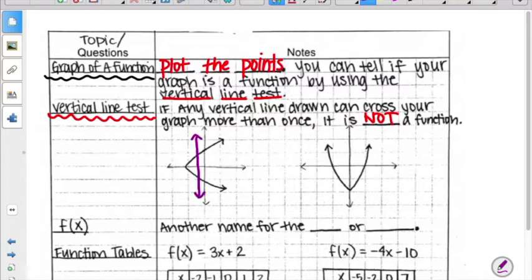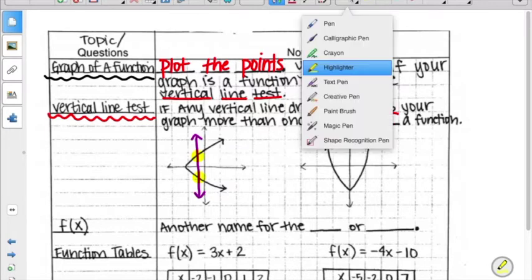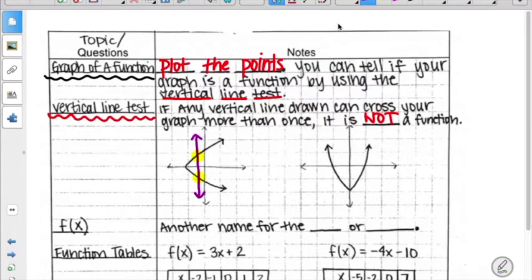Did my vertical line cross the graph in more than one place? It did. It crossed the graph twice. Once right there, and also once right there. So since the vertical line crossed the graph more than once, this one is not a function.